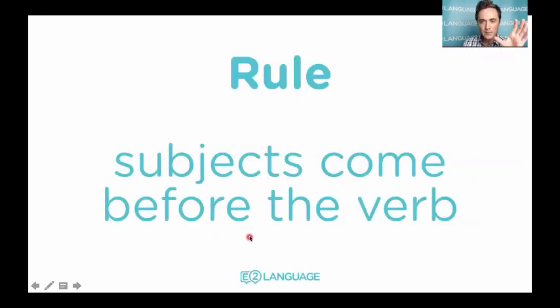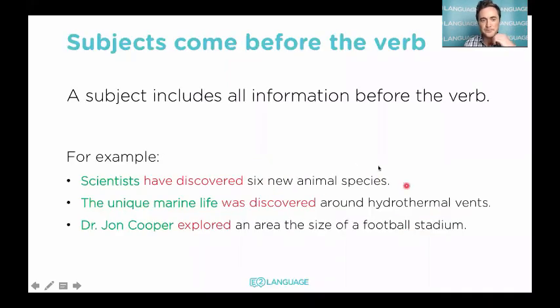Now, how do we find the subject? How can we be confident of knowing what the subject is in the sentence? Because some sentences are long and complex. Keep this in mind, that subjects come before the verb. A subject includes all of the information before the verb. So here's the verb, have discovered. So here's the subject because it comes before the verb. Here's the verb, was discovered. Here's the subject. Everything that comes before the verb, the unique marine life. And here's the verb, here's the subject. Everything before the verb is the subject.